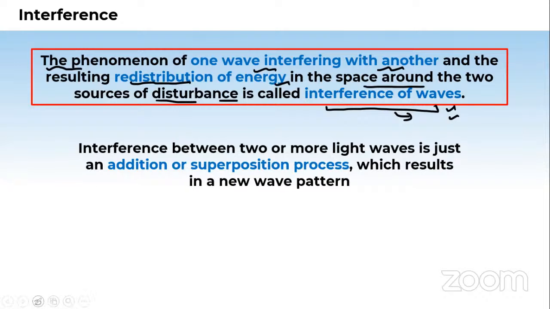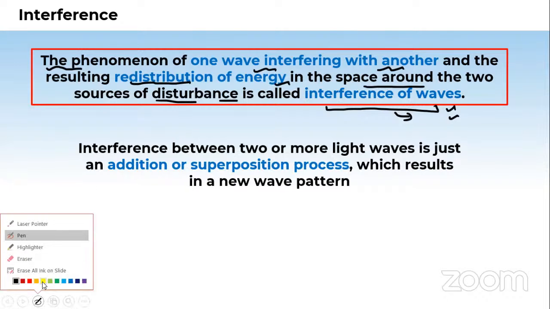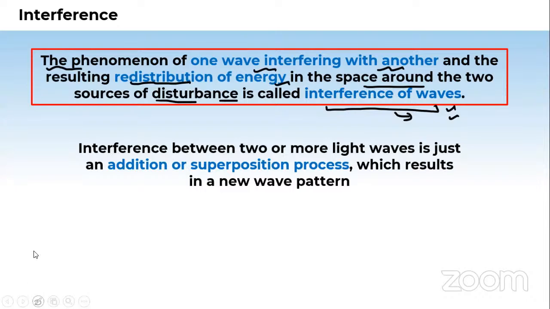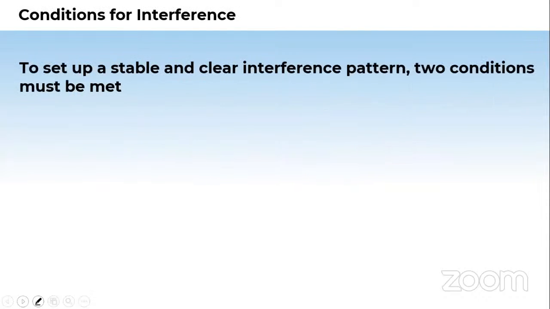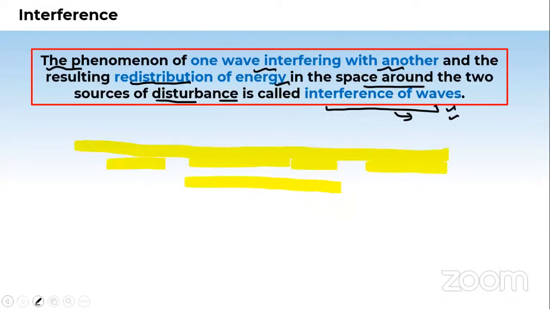So this interference between two or more light waves, if we understand its basic meaning, is just an addition or superposition process, which results in a new wave pattern. Let us understand how it looks. This you have already seen, by the way.